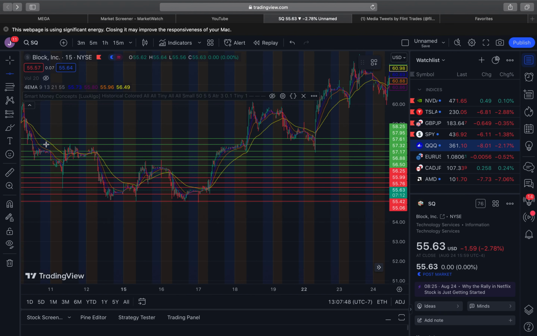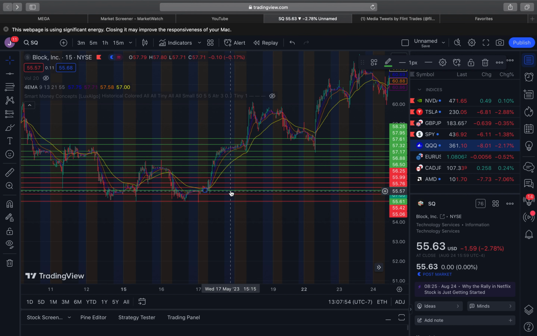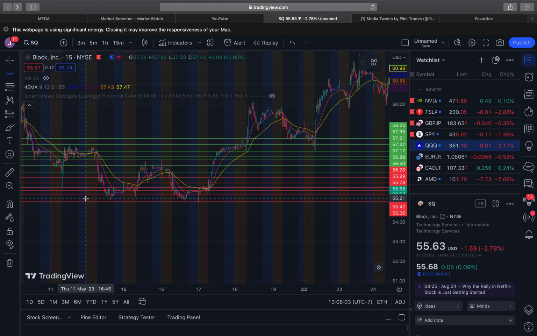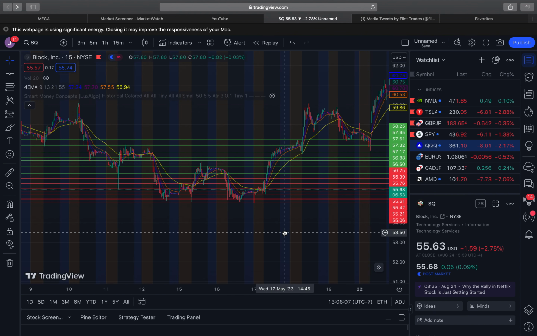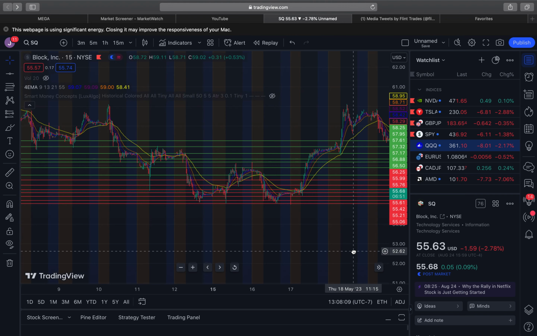For puts, we can add right there because we bounced right there. So I'm going to go ahead and change that to red. And you guys just want to kind of do that. Go from 1 hour to 15 and kind of refine your levels. Boom. Cool. So let's say market opens, right?